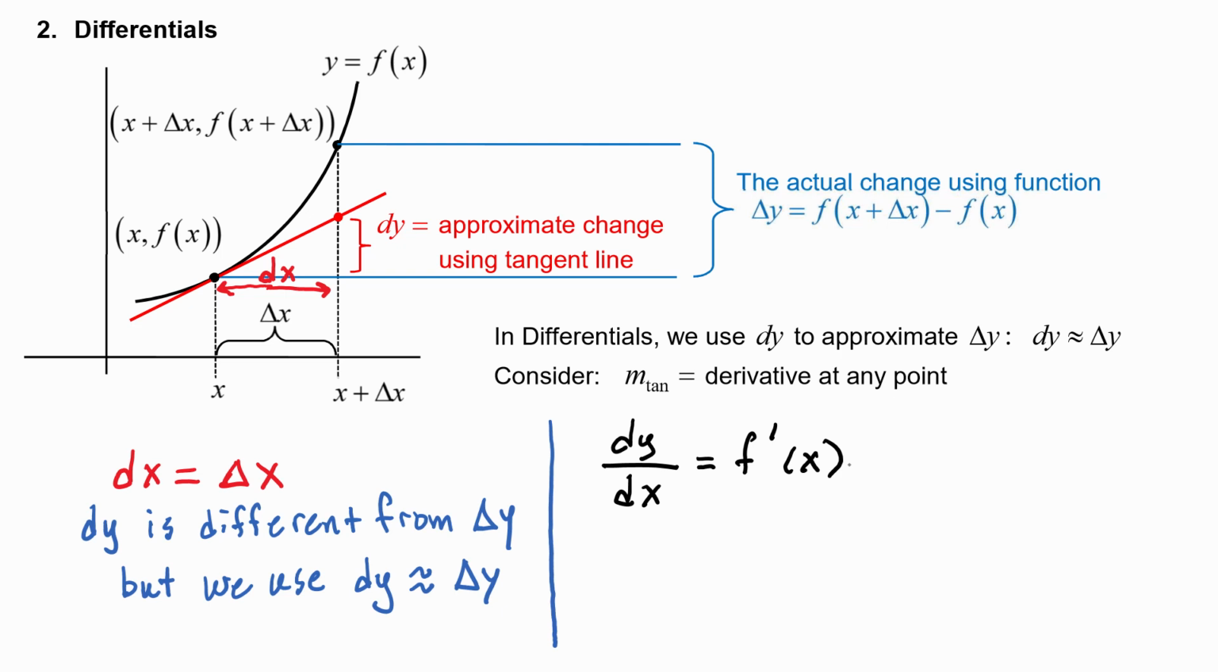What we can do is think of this algebraically. We're going to take this dx and cross multiply it up and write this as dy is equal to f prime of x dx. And this is called the differential of y.